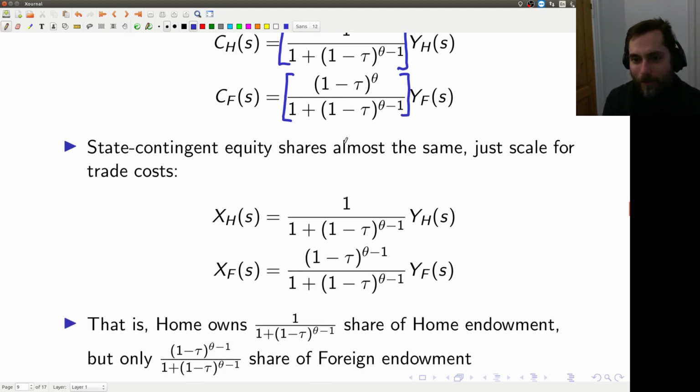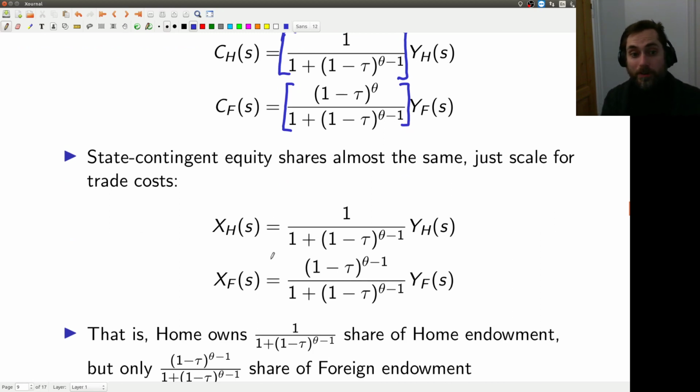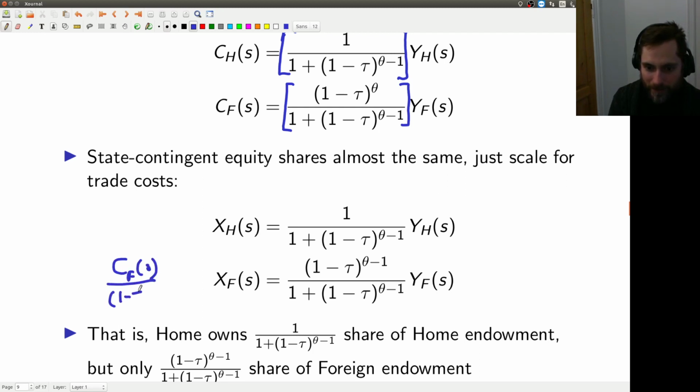When we think about how much of the foreign good home owns, actually, it's going to be more than what it consumes. It has to own more than what it consumes, because on the way to home, some of the foreign good is going to fall off the ship. That's actually the important point in this model. So this XHS here is no longer consumption. It's what home owns of the home good. In this case, the amount that home owns of the home good is identical to its consumption, since there's no trade cost. But the amount that home owns of the foreign good is going to be more than its consumption. It's going to be the consumption divided by 1 minus tau. So you can see if we divide this expression up here by 1 minus tau, we get this expression. Maybe I could just write it here: divided by 1 minus tau is equal to.